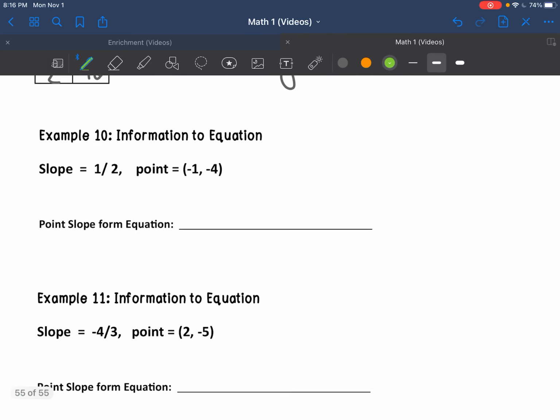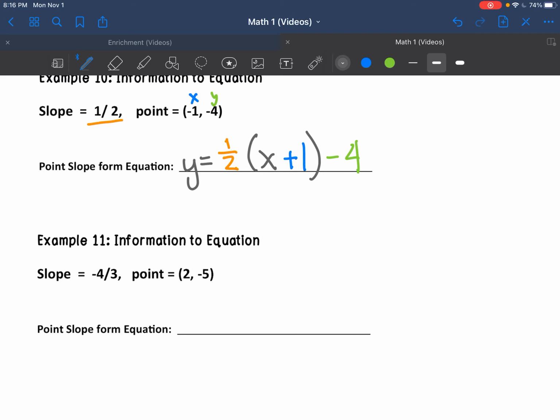In 10 here, now we're taking information straight into an equation. So we're going to start y equals, and we're going to write our point slope form. So our slope is 1/2, so we write our slope first. Then we have our x, and our x's first number here is a negative 1, but we do the opposite. So we do plus 1 because x's are liars. And then for our y's here, we have a minus 4. They're cool, so we do the same sign.